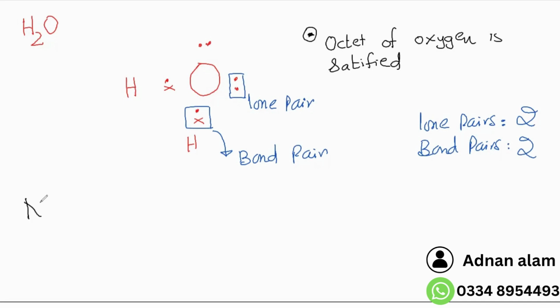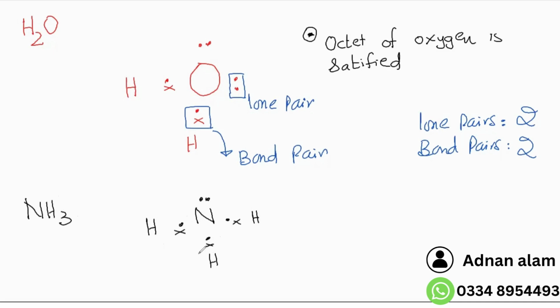Next example is ammonia, NH3. You know that nitrogen belongs to group 15. So group 15 has 5 valence electrons, which you earlier called group 5. So now 3 hydrogens. One hydrogen is here, the other hydrogen is here, the other hydrogen is here. So this is the dot and cross diagram for ammonia.